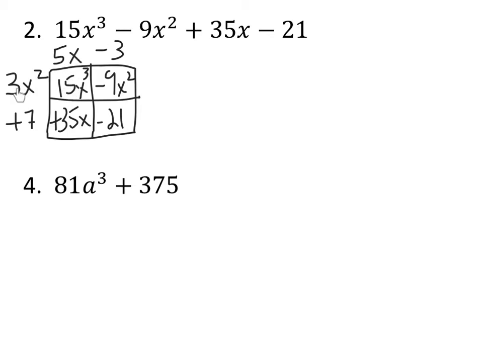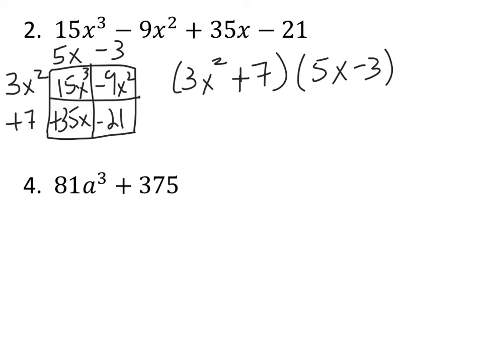So 5x times 3x squared, 5 times 3 is 15x to the third. Negative 3 times 3 is negative 9x squared. 5x times 7 is 35x. And negative 3 times 7 is negative 21. So I know I have got my factors correct and I've got my signs correct. All right, so my factors are 3x squared plus 7 and 5x minus 3.